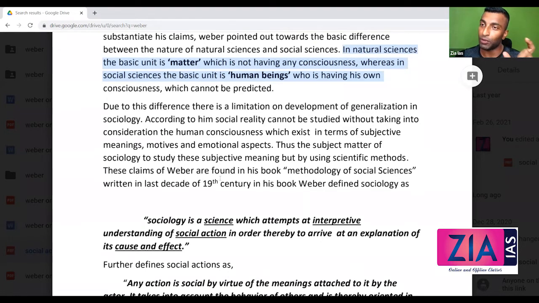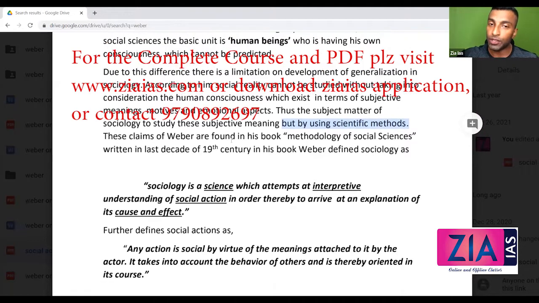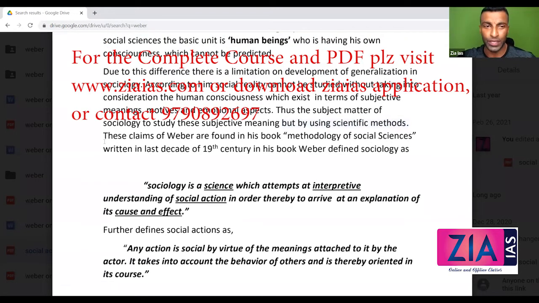That's the most important thing, guys. Whenever you see "but," I hope you know the importance of "but," right? Even when we are solving comprehensions, these are the keywords that we are looking for. But, therefore, although, on one hand, on the other hand, these are structure words. By using the structure words, the author is always trying to communicate the most important things to you. With this itself, I can answer certain questions if I know these structure words or keywords in your RC. Just like that, you can see here, but by using scientific methods. On one side, you told everything, but at the same time, this is very important for Weber. These claims of Weber are found in the book, Methodology of Social Science.